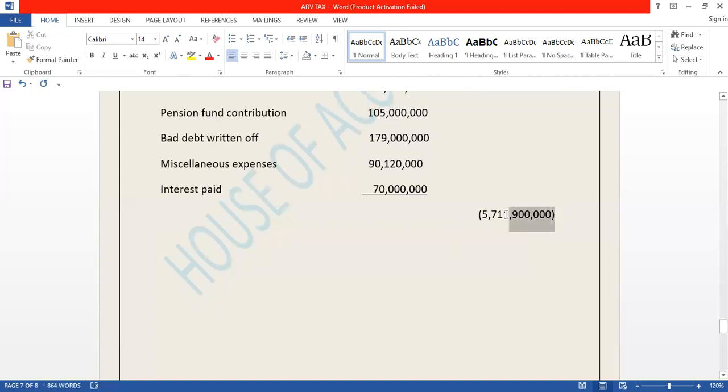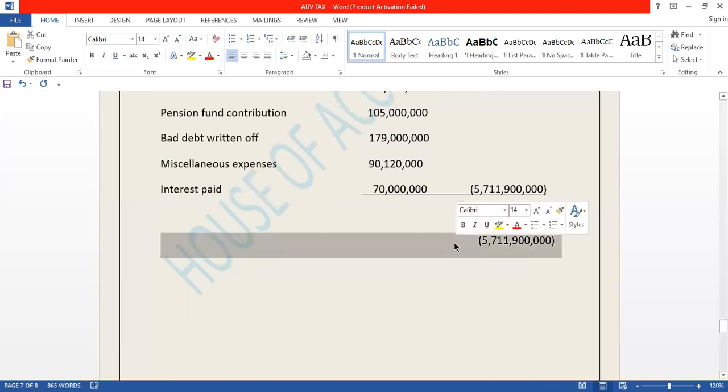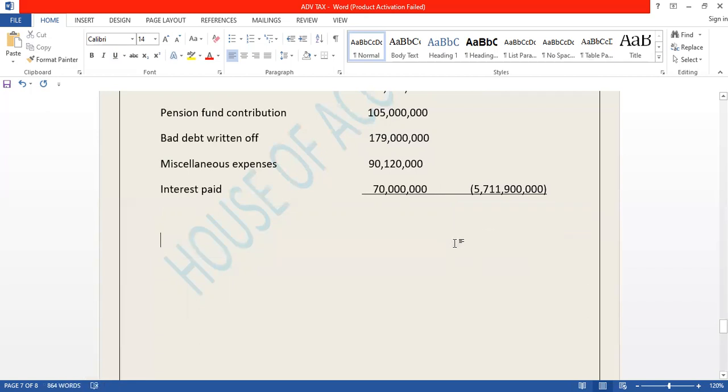So if this is the total cost I'm having, I'm going to take it away from that profit I have up there, or the total revenue I have from up there, or total income. So if you take it away from there, I'll be having profits before tax, or before education tax.